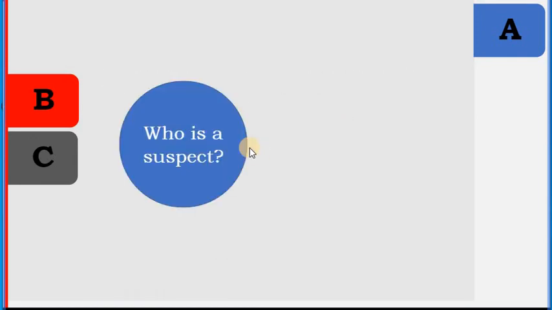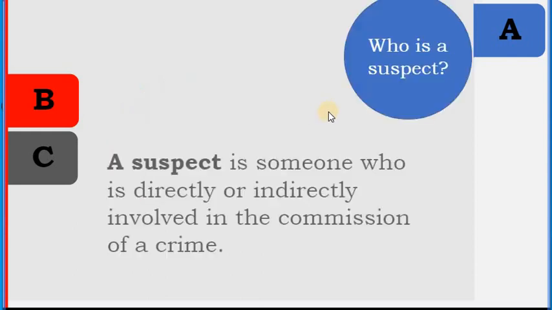Suspect as source of information. Who is suspect again? Sige nga, if you could remember from our CLO 112, Introduction to Criminal Justice. Ano yung who is suspect? Kailan nagiging suspect? Sige nga, sino yung suspect? A suspect is someone who is directly or indirectly involved in the commission of a crime.